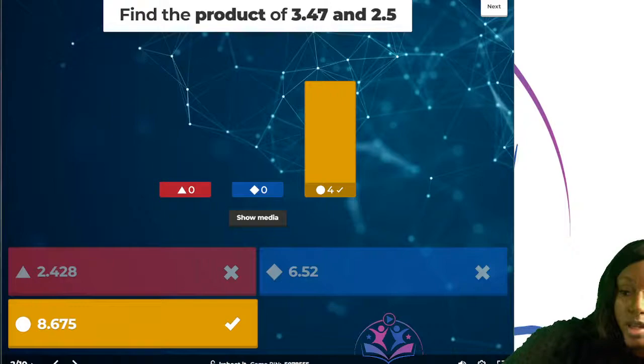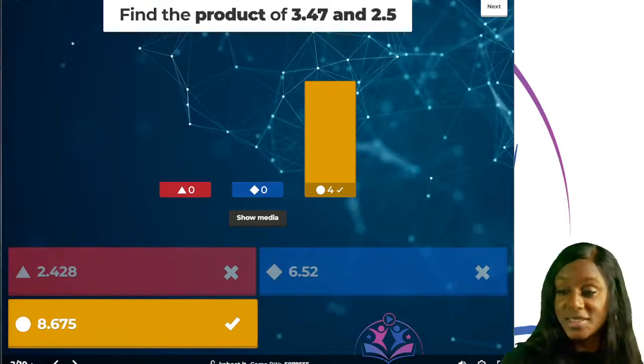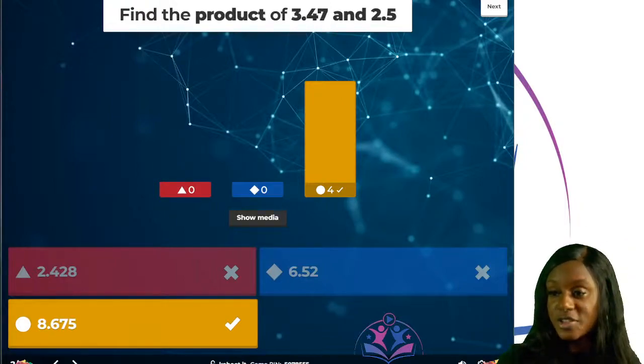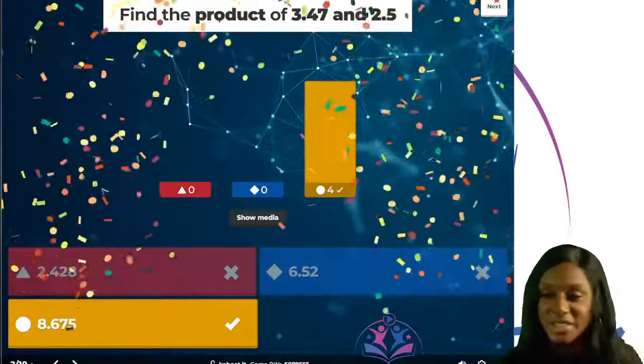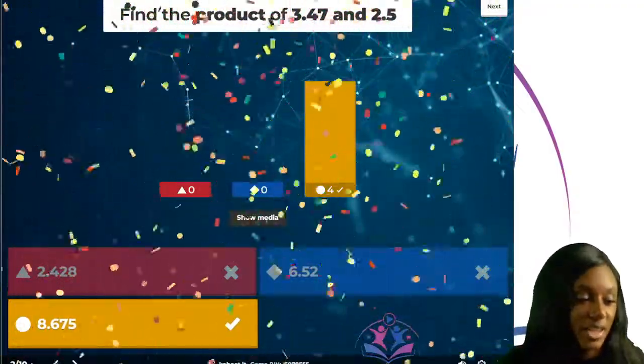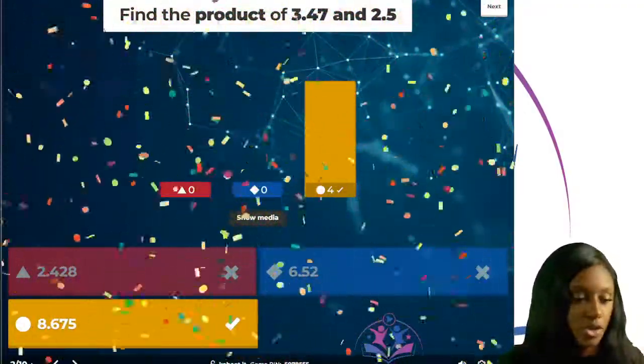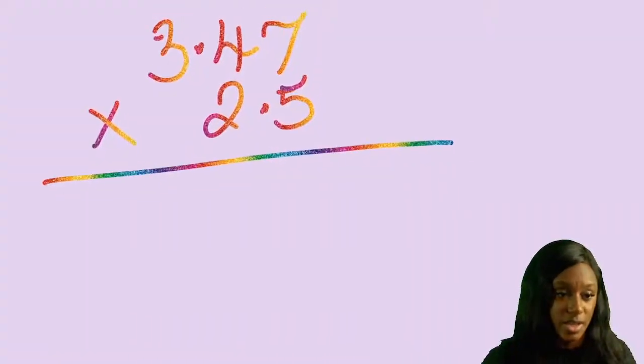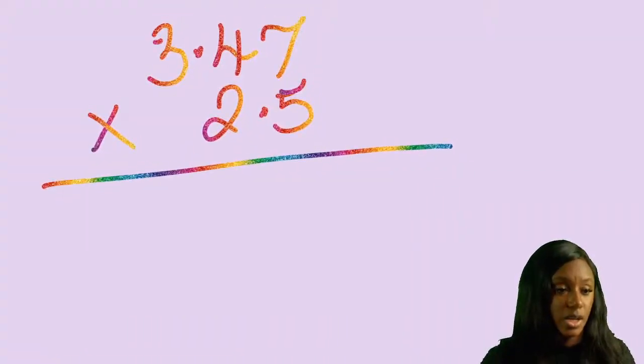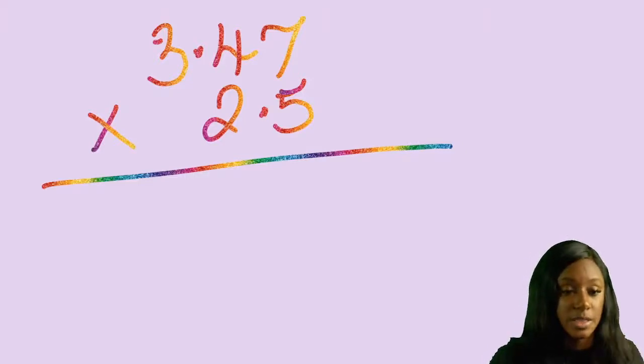Okay, so I see that the 4 persons who answered, you all got that correct. So excellent, you're getting confetti today. Okay, so again, you want to ensure that your digits are lined up like this, as if you're multiplying 347 by 25. So I'm just going to explain again.